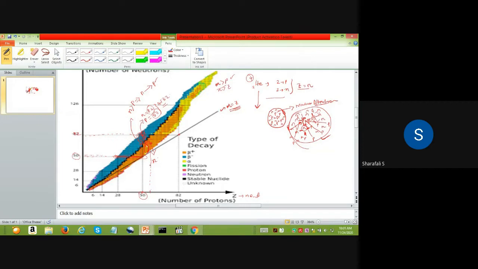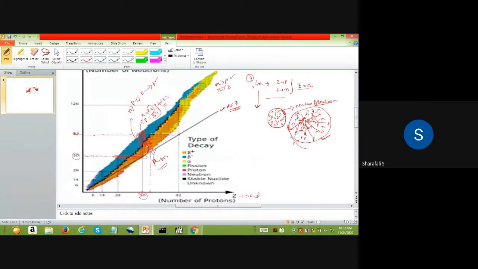So what they will do is try to increase the number of neutrons and go to this line, as well as reduce the number of protons here. So they will try p to n, and they will try to be stable.